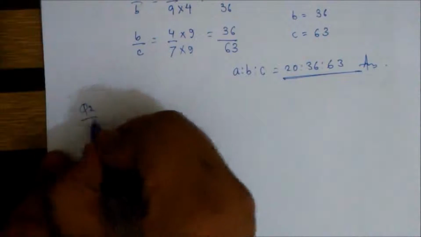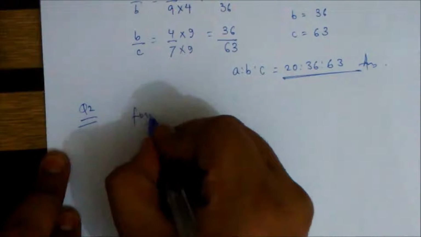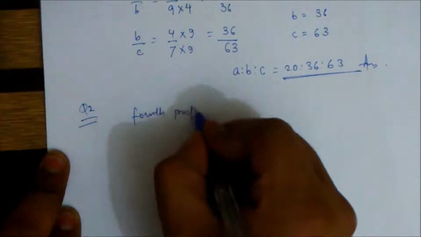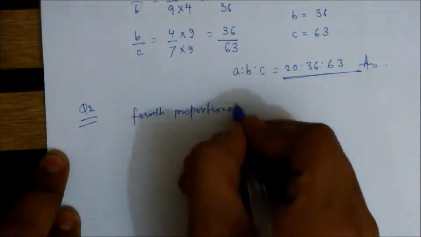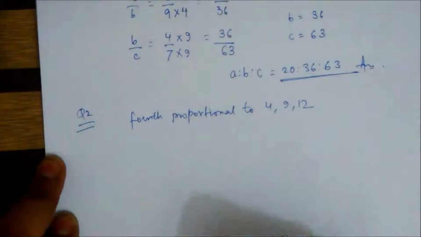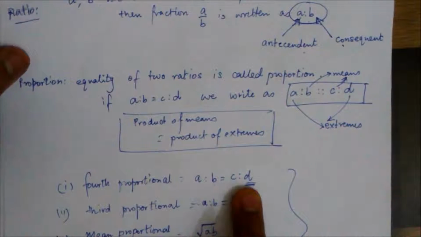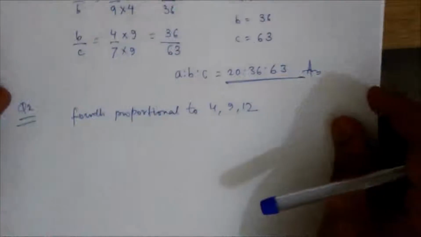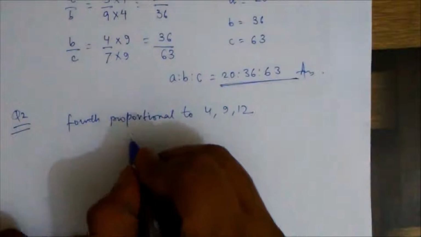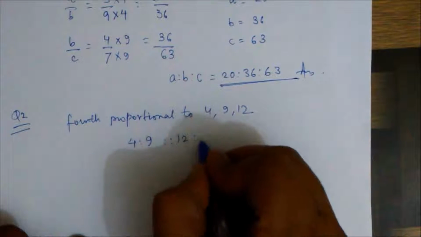Now moving to the next question. We need to find the fourth proportional to 4, 9 and 12. Remember I told you about the fourth proportional. When we need to find a fourth proportional, we need to find D. So we need to write this as 4 is to 9 is to 12 is to X, because this is the fourth proportional.